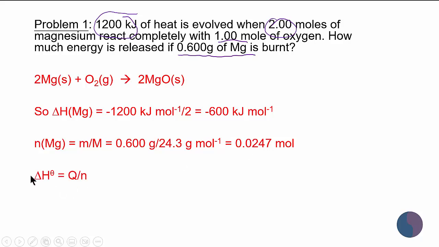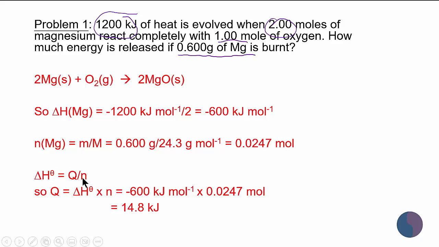0.0247. So we reverse this equation because we're looking for Q here. So Q equals the heat of reaction, or moles times delta H, not the delta H for the reaction, that's 1,200, but the delta H for magnesium is 600. And so you times it by that, and it's 14.8 kilojoules of energy that was going to get released if you used this much magnesium.